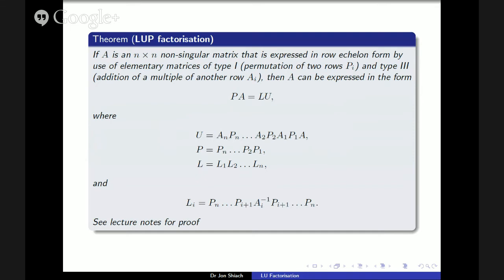Essentially, as well as using type 3 operations, we're allowing ourselves to use type 1. So we're allowing ourselves row swaps, so permuting 2 rows. If we allow ourselves row swaps, then the row swaps are applied to the A matrix. So we're going to factorize our system so that we have a matrix P times A equal to LU. So we're including our permutations on the left-hand side.